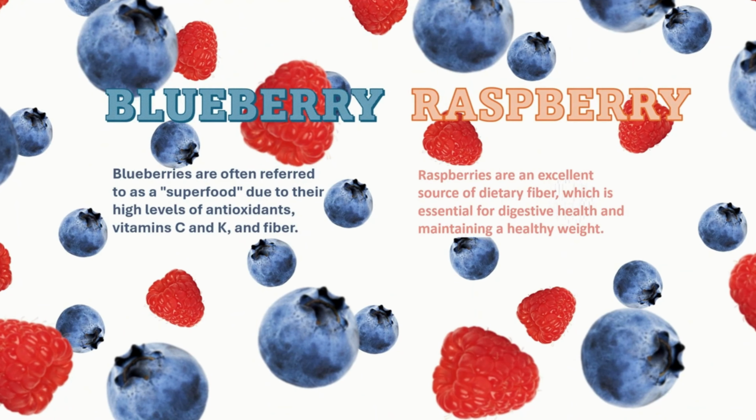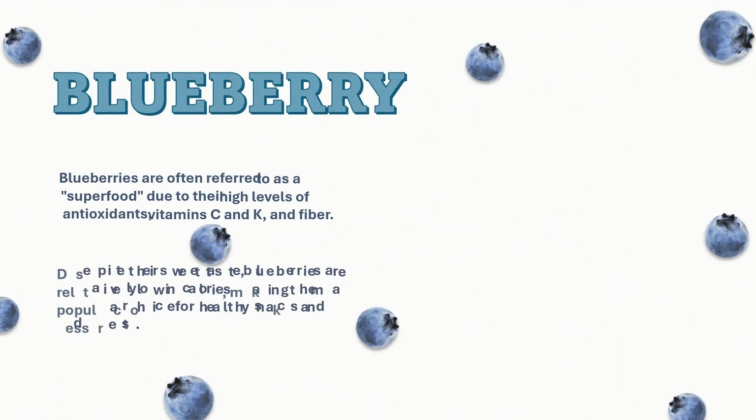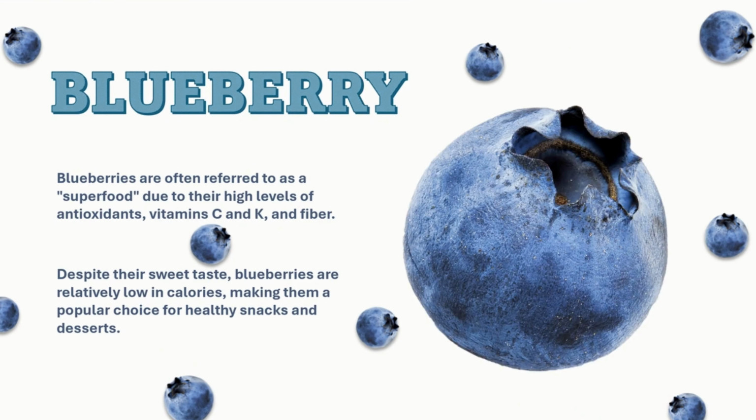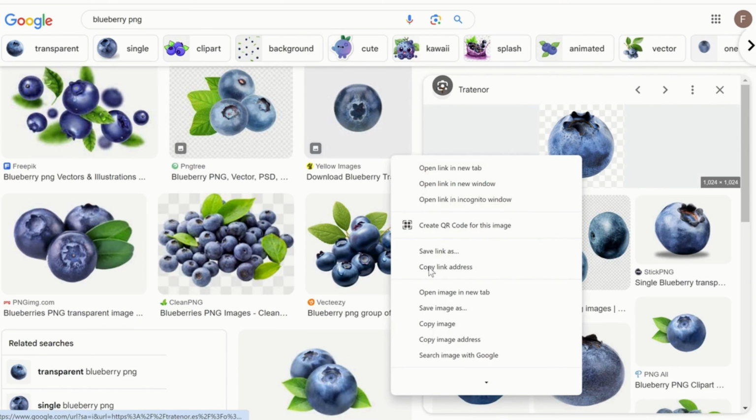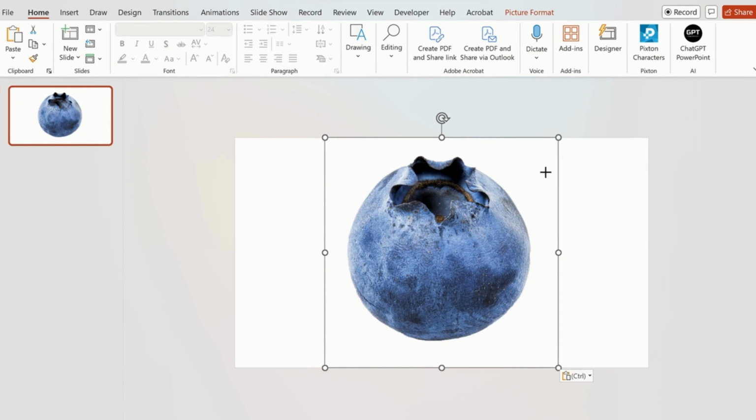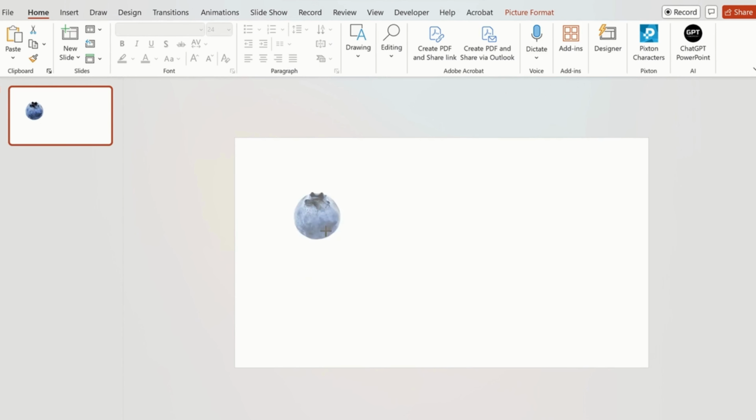If your PowerPoints are boring, try these cool animations and transitions techniques in your presentations to make slides amazing. I am using blueberries and raspberries as an example. First step is to look for a PNG image online. I have taken PNG images of blueberry and raspberry.